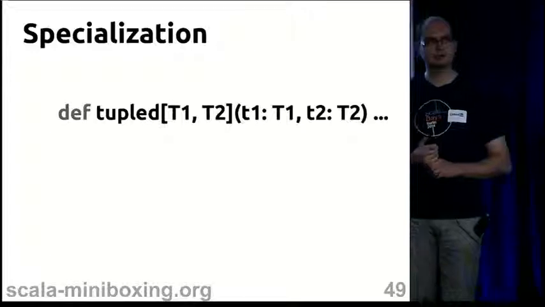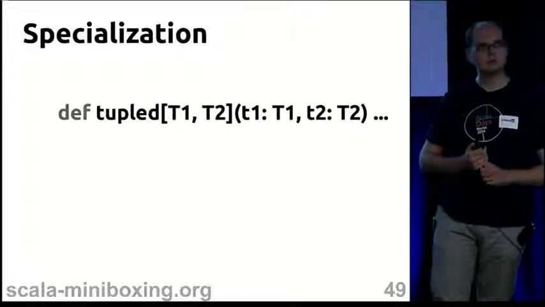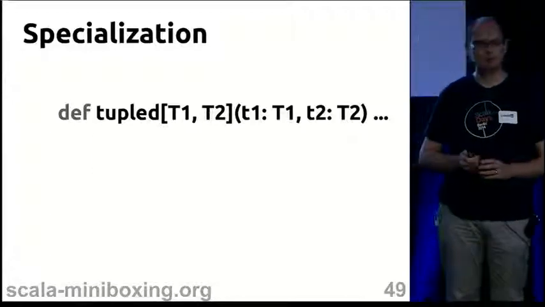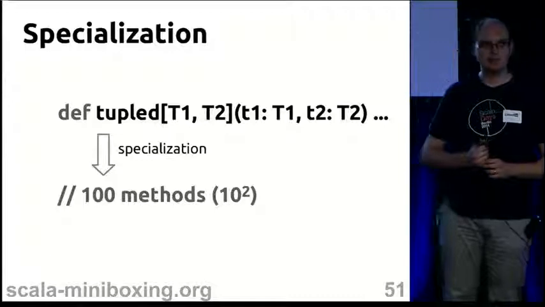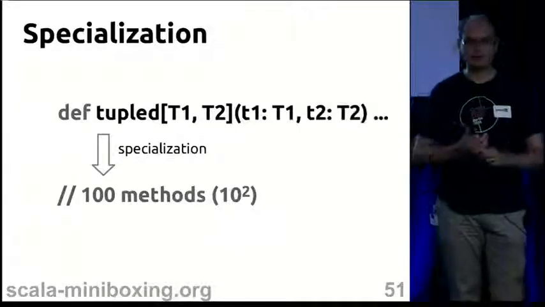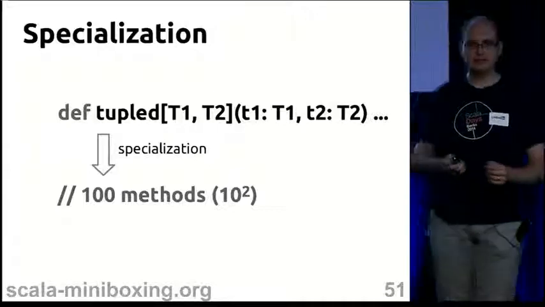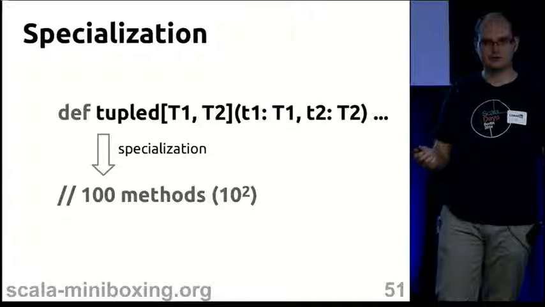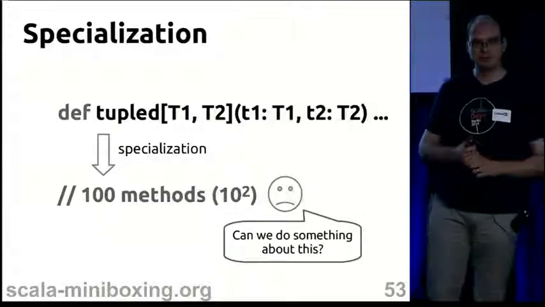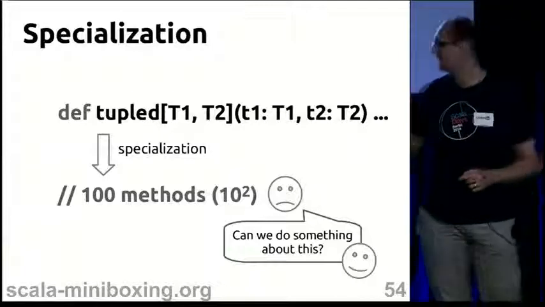There's no boxing. What if we take this method twofold, which takes two type parameters, two arguments, each of them with a type? Well, through specialization, we get 100 methods. So that's already a bit too much. But if we had three type parameters, that would be 1,000 versions of the method. So no, we need to do something about it. And this is where my project comes in. That's me smiling there.